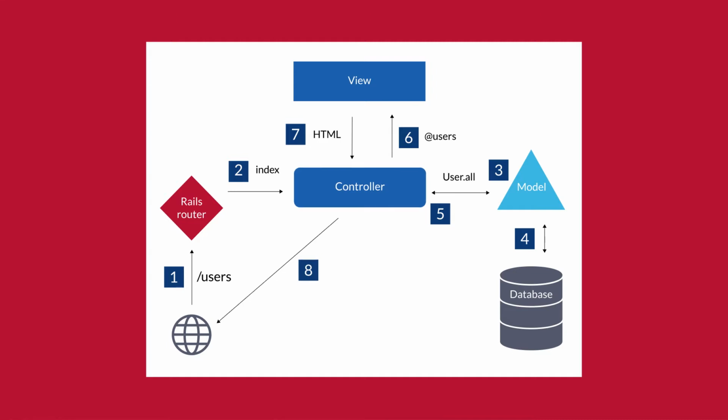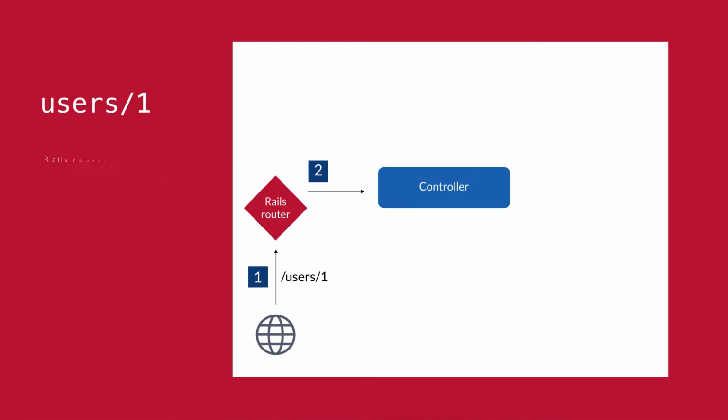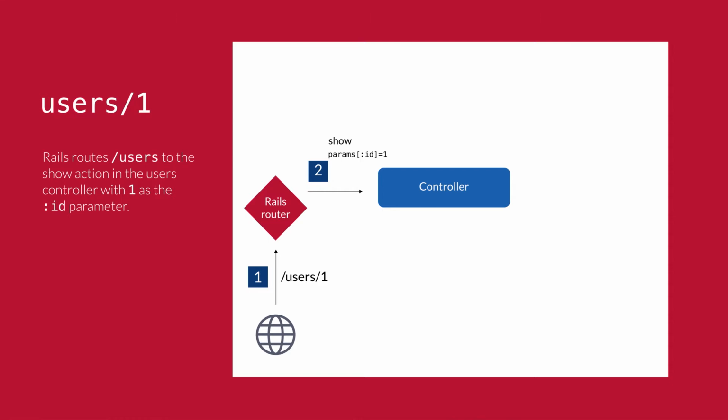Now let's summarize the steps that our application will take when we hit the users/1 route. The browser issues a request for the users/1 URL. Rails routes users/1 to the show action in the users controller with 1 passed in as the ID parameter.